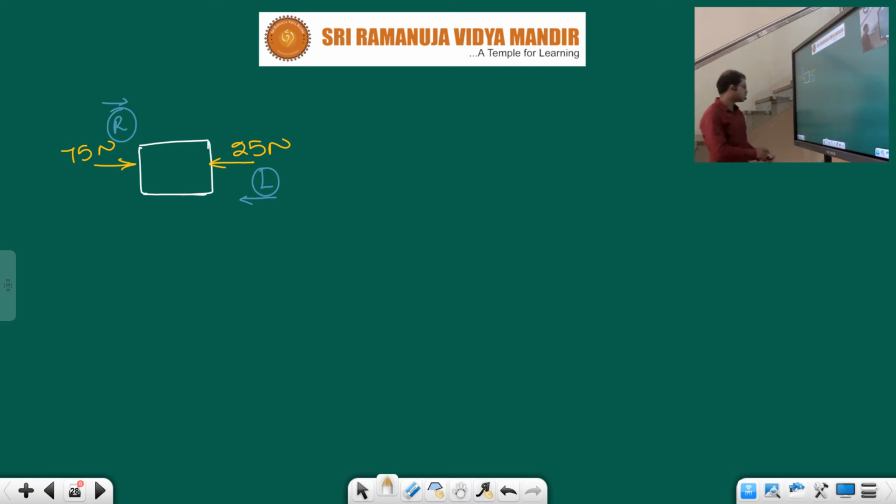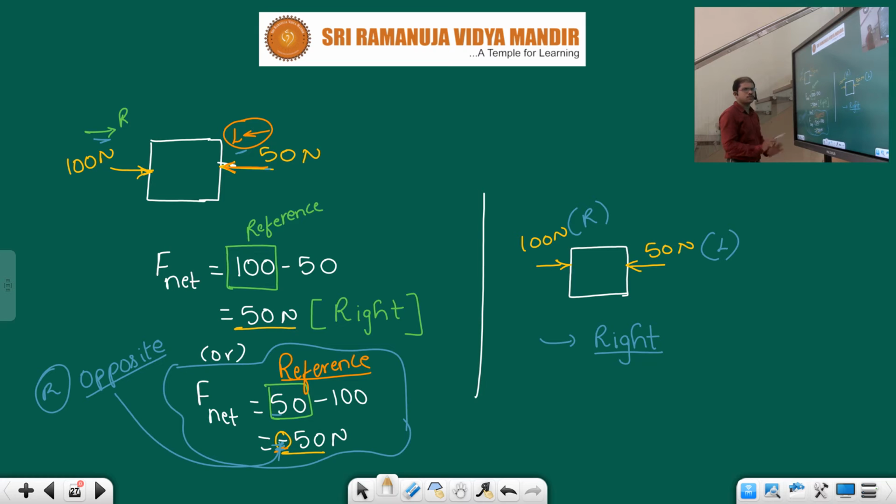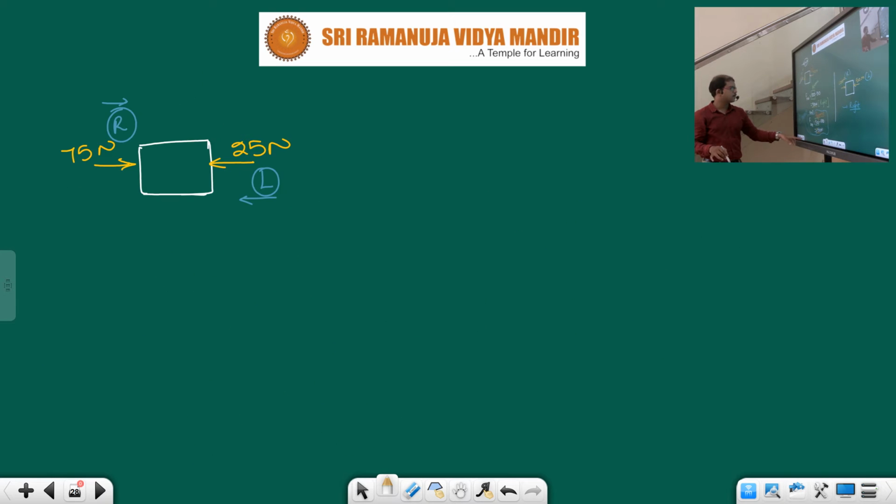Clear now, children? In this question and in the previous question, don't confuse here. We know how to find net force. We know due to the net force in which direction the block will move. In this case, by looking at that question, we can say since 100 newtons is more, it is acting towards right side, the block will move in the right direction, rightwards. We can say the net force as 100 minus 50, that is 50 newtons. Clear?